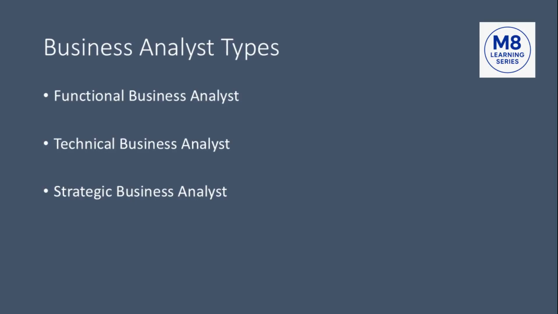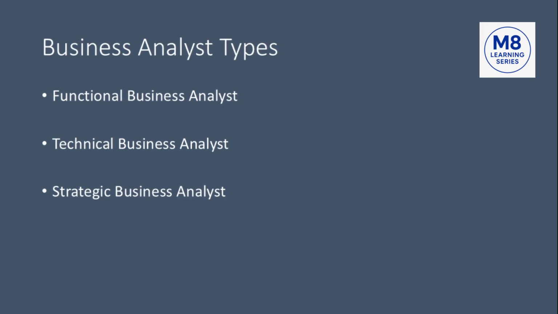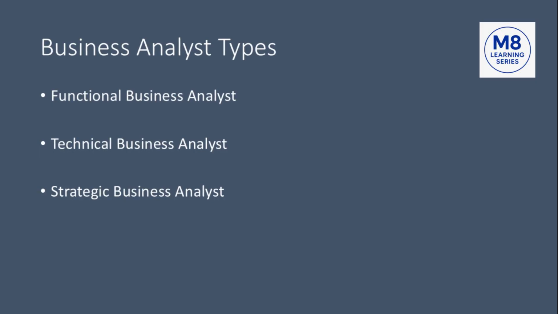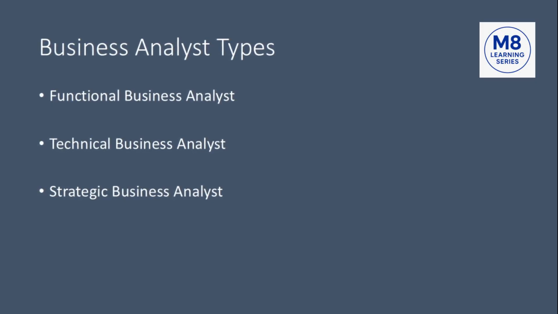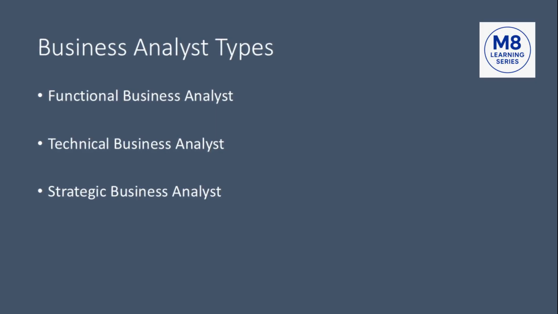In our last episode, we talked about the three main types of business analysts. Let's recap. We looked at functional BAs. They work closely with business units and users to figure out what needs to change and how. We also talked about technical BAs. They bridge the gap between what the business wants and how the technology team builds it.